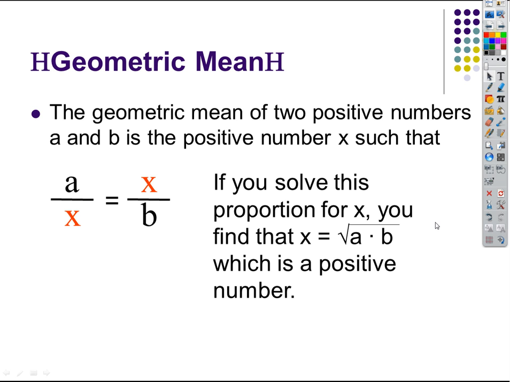Okay, geometric mean. Here's another thing. This is pretty cool. Geometric mean. If I set up two ratios, the geometric mean is the number that's going to act as the denominator of the first ratio and the numerator of the second ratio, but make the ratios equal to each other. So any two numbers are always going to have what's called a geometric mean. For example, let's say we want to find the geometric mean of 2 and 8.